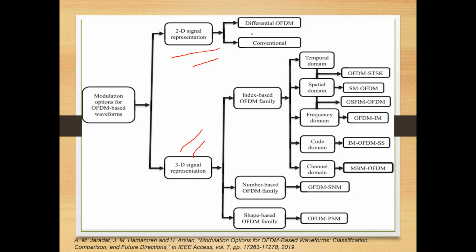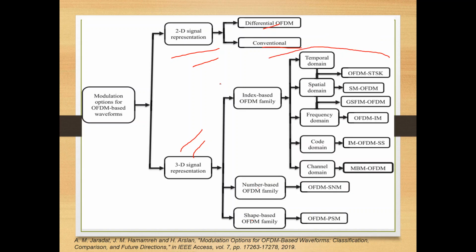An example of 2 dimensions is conventional OFDM with a classical M-ary QAM modulation. An example of 2D and also of 3D representation is differential modulation. We will talk about differential later on. 3D representation includes index modulation, number modulation, and shape-based modulation.